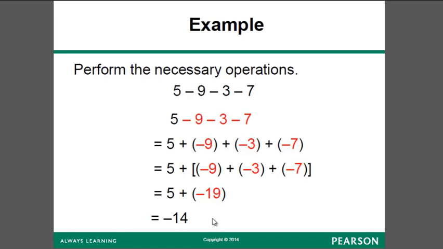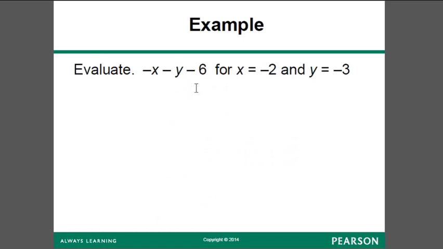Let's look at an example where we start out with x's and y's. I have a negative x minus y minus 6. Remember from the previous videos where I told you it's very important to put your x's and y's in parentheses before you start replacing them with the numbers in which they are asked to be replaced. Notice I left their negative signs on the outside. That's because I just want to replace the x and the y with these numbers.